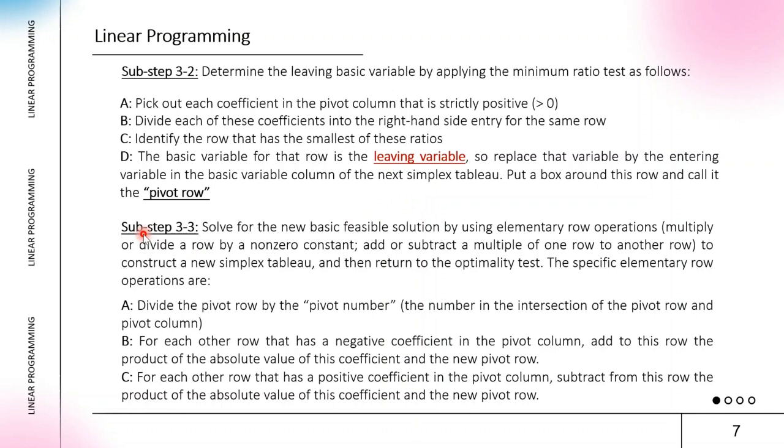We divide the entire pivot row by the pivot element to make it equal to 1. For each of the other rows, we eliminate the pivot column entries by adding or subtracting suitable multiples of the pivot row. After updating, we return to the optimality test, or step 2, and we will repeat these steps until no improvement is possible.